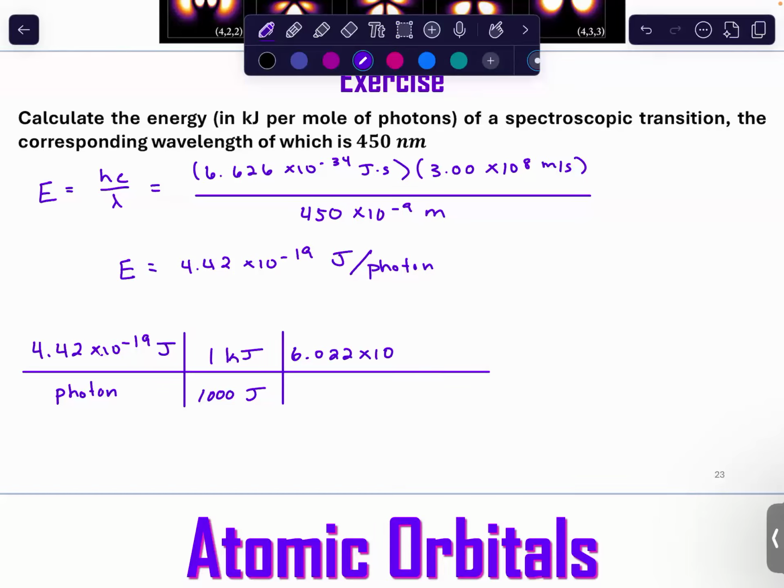6.022 times 10 to the 23rd photons per mole. When you calculate this, you get about 266 kilojoules per mole. So not the hardest thing to solve, but you do have to take some things into account. Remember a few little tricks, like Planck's equation always gives you the energy of one photon.